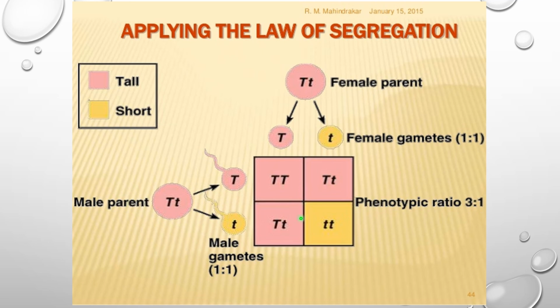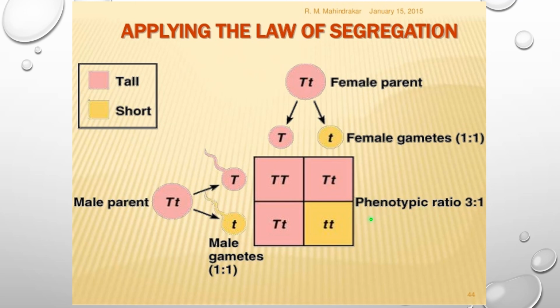Now this is called the phenotypic ratio, which is 3:1. Why 3:1? Because these three are tall: this is homozygous tall, this is heterozygous tall, and this is also heterozygous tall. And only one is homozygous short or dwarf, as we can call it. It is also homozygous because it is small t, small t. The only difference is that it is recessive, so they are dwarf or short. The ratio is 3:1 because there are 3 tall and only 1 dwarf. So this is the phenotypic ratio.